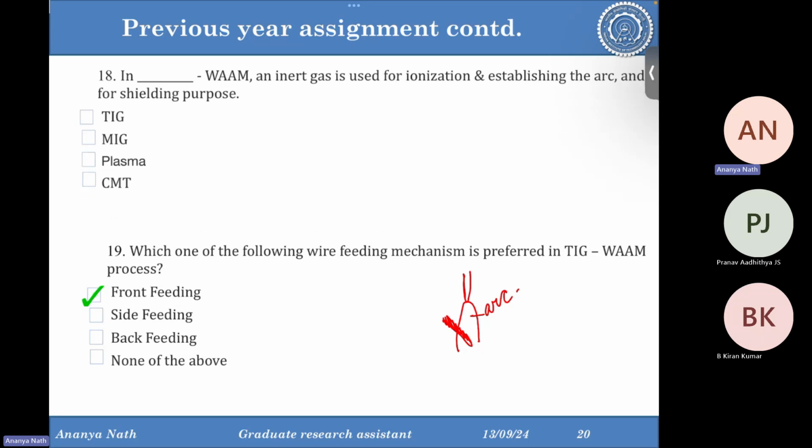In WAM, an inert gas is used for ionization and establishment of the arc. So in plasma and WAM, we use inert gas for the ionization and establishment of the plasma or the arc.